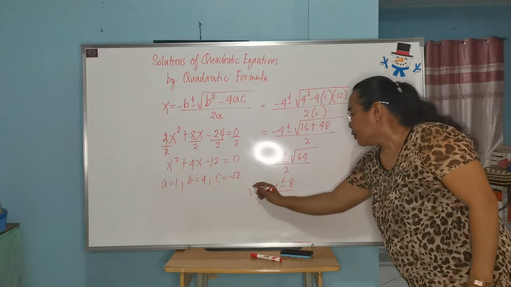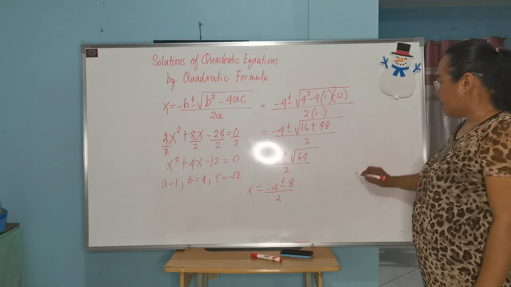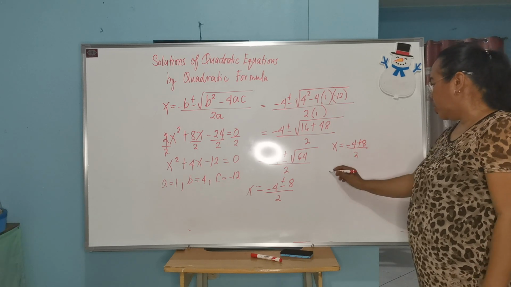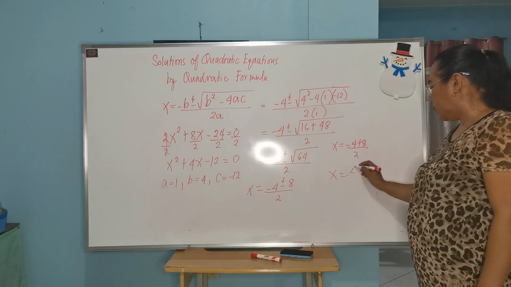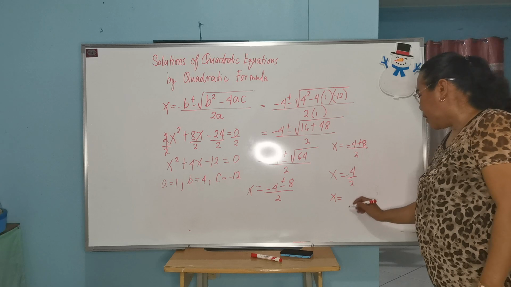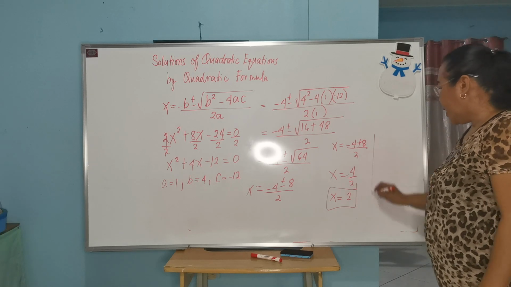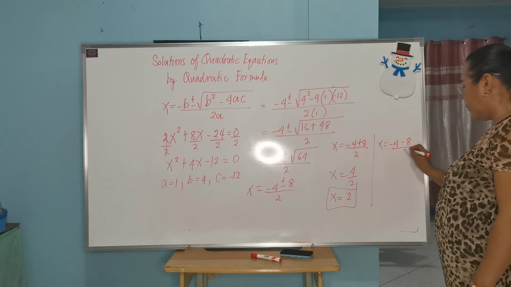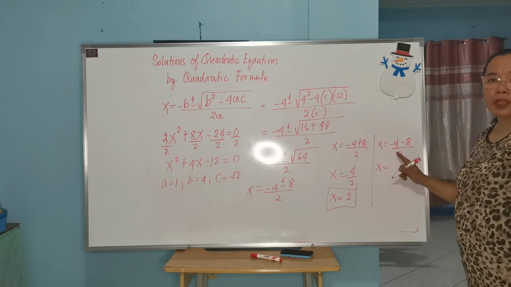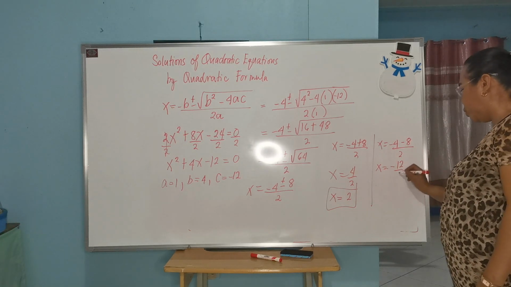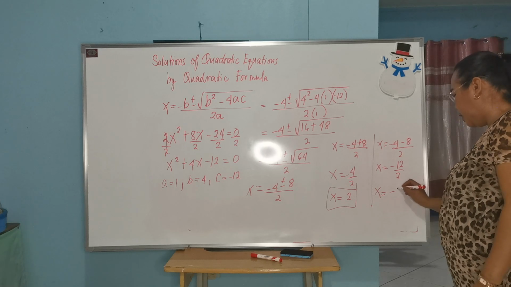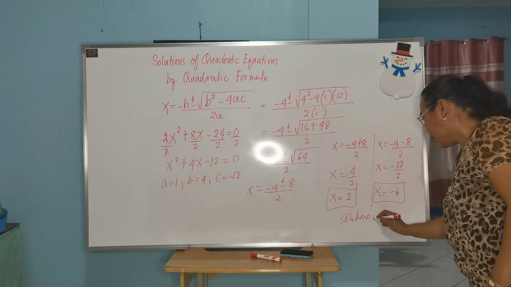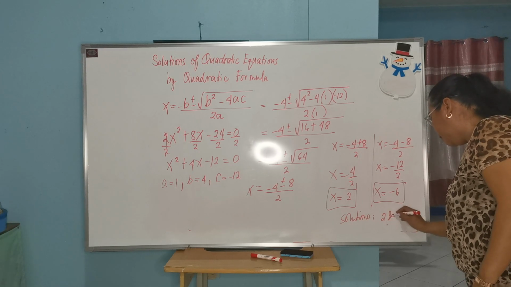Separate again the values or the roots, the positive and the negative roots. So x is equal to negative 4 plus 8 over 2. So x is equal to 8 minus 4 is 4 over 2. Therefore, the value of x is 2. On the other hand, we take the negative. x is equal to negative 4 minus 8 over 2. So x now is, negative 4 minus 8 is negative 12 over 2. So our x is equal to negative 6. Therefore, our solutions are 2 and negative 6.